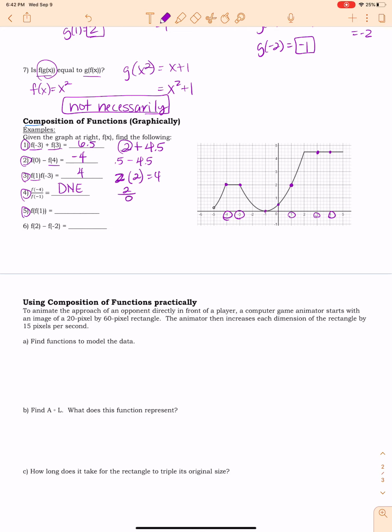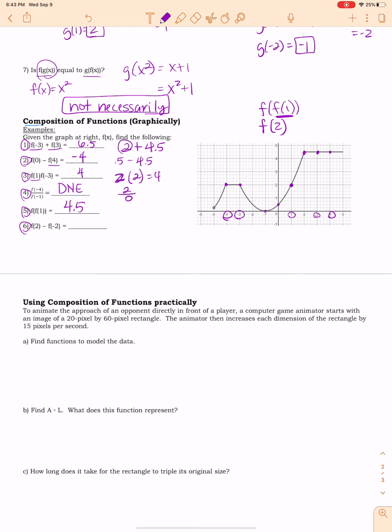Okay, number 5, f of f of 1. Okay, this one's a little trickier. So f of f of 1, what does that look like? Well, I'm going to start inside and find f of 1. So at f of 1, I already found that y is 2. So I replace that, just like that, and now I find f of 2, which is 4.5.